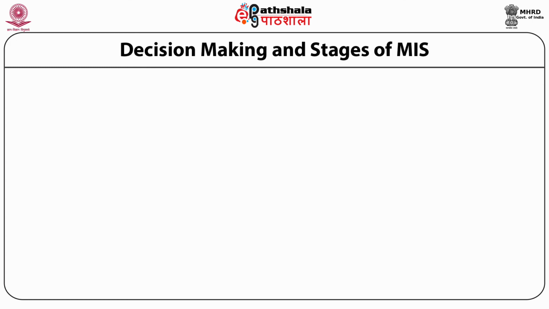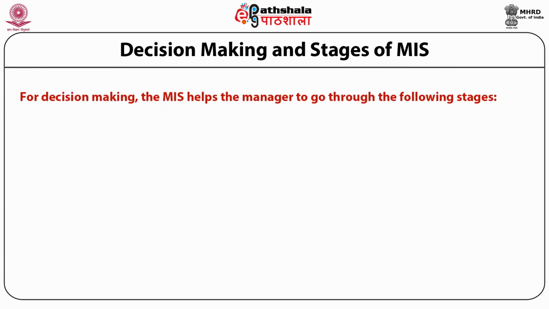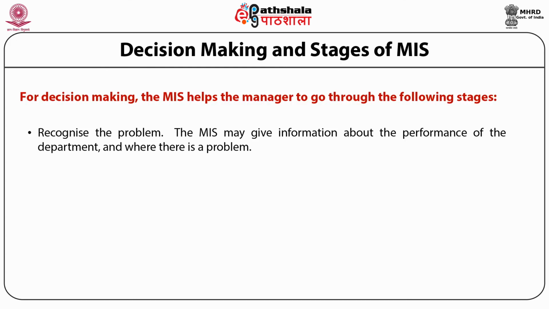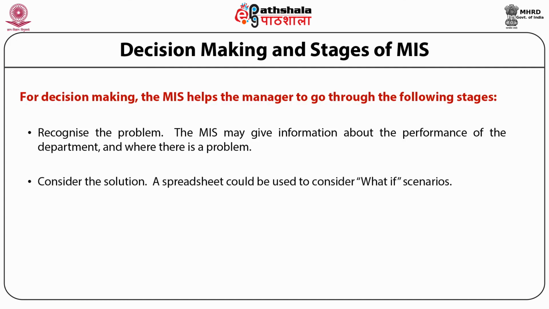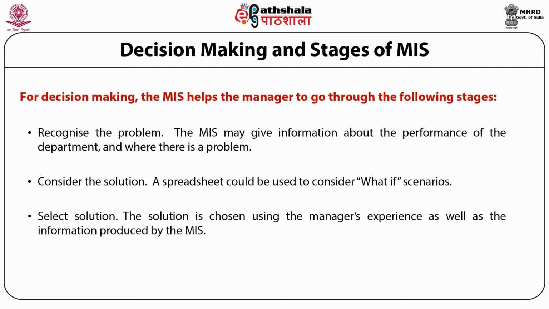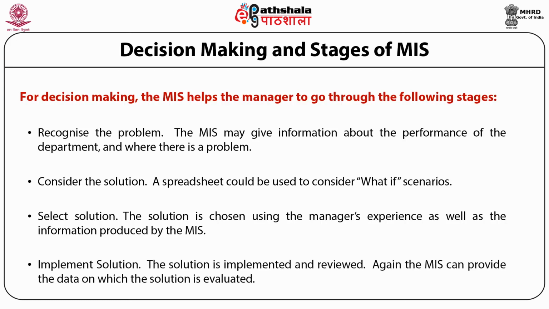Decision making and stages of MIS. For decision making, the MIS helps the manager to go through some of the stages. These are: recognize the problem. The MIS may give information about the performance of the department. There is a problem. Secondly, consider the solution. A spreadsheet could be used to consider what kind of solution is existing. Thirdly, select the solution. The solution is selected by the manager using the manager's experience as well as the information produced by the MIS. And lastly, implementation of the solution.